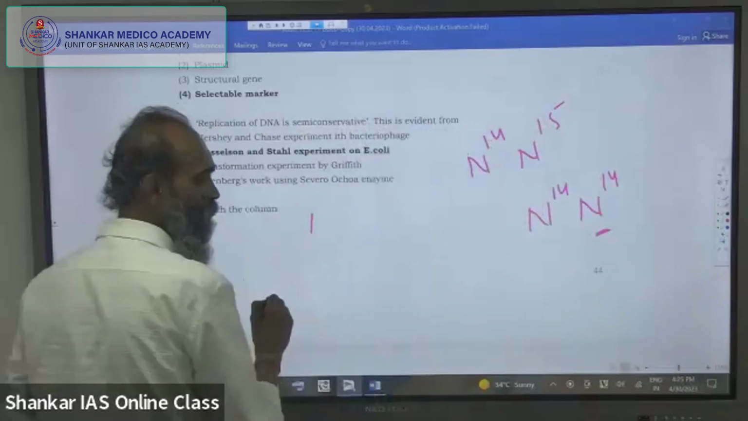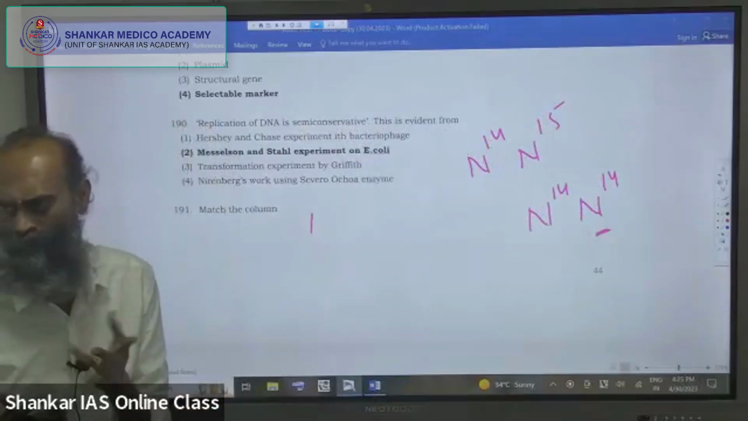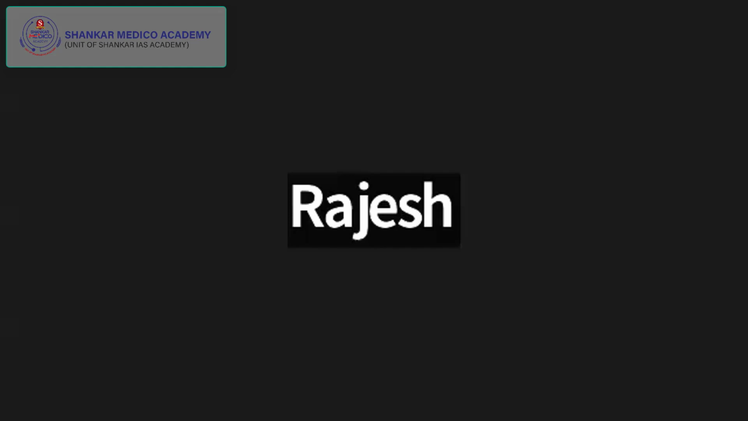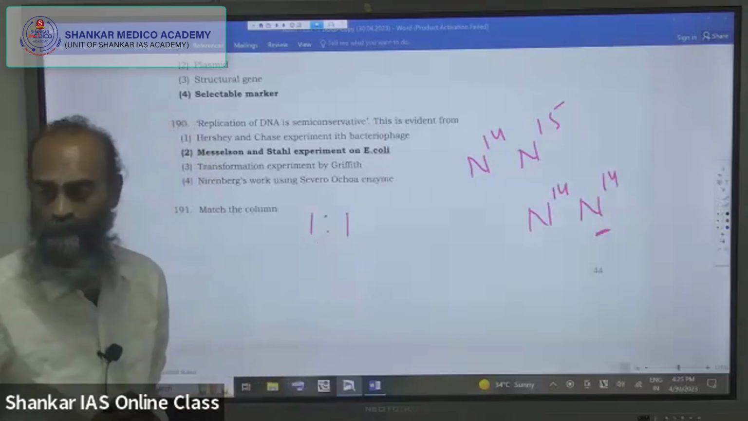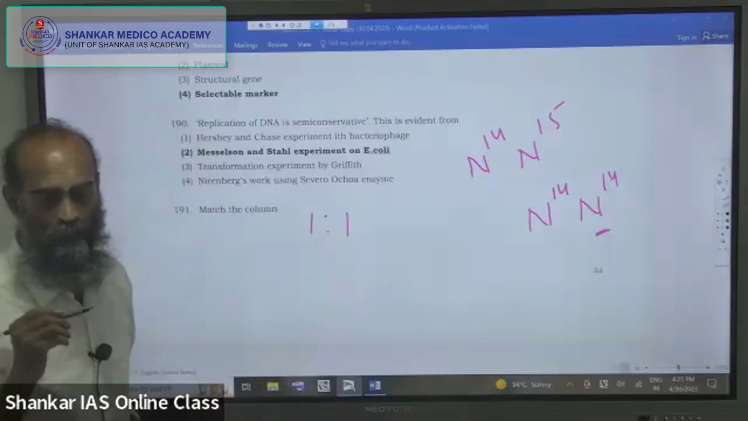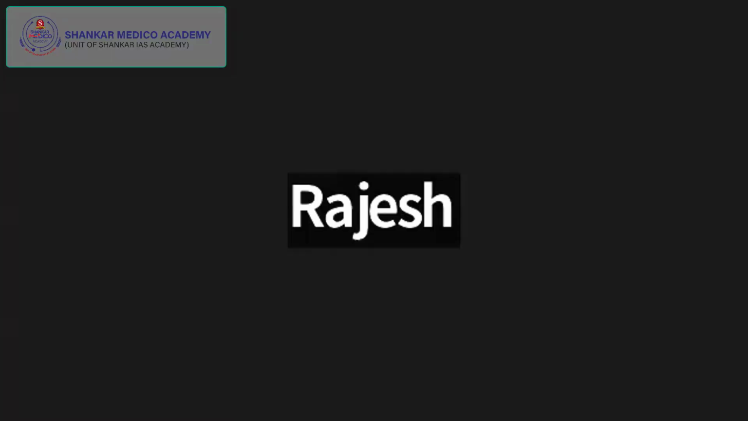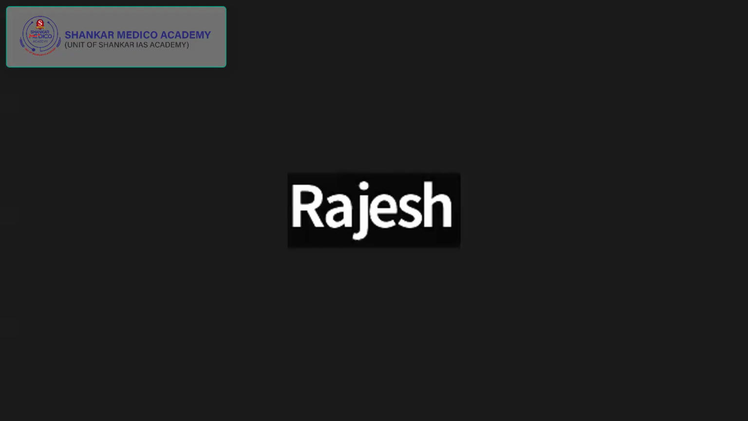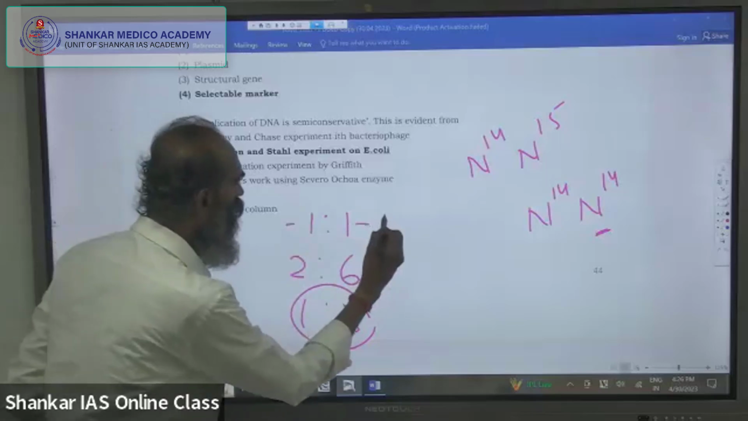In the first generation, we have only hybrid, so here there is no ratio. We are seeing the ratio between the hybrid and the light. In the second generation, it is 50-50%, 1:1. In the third generation, 4 will become 8. In that 8, 2 will always be hybrids. So 2:6, that is 1:3. This is the third generation, and this is the second generation.